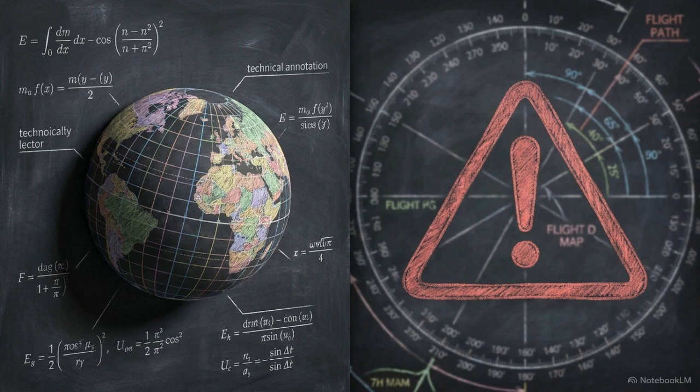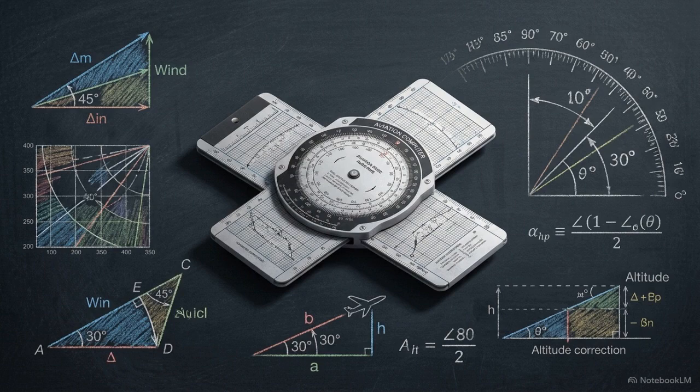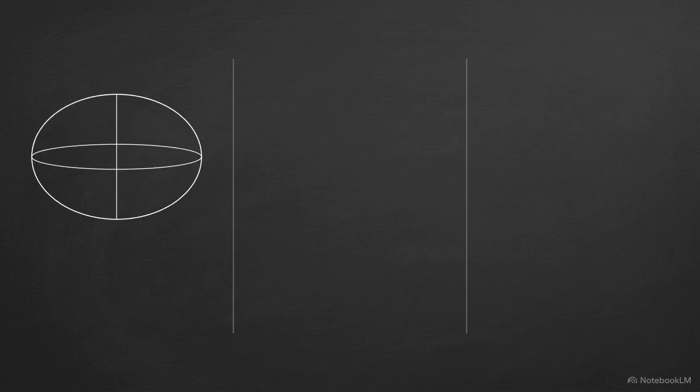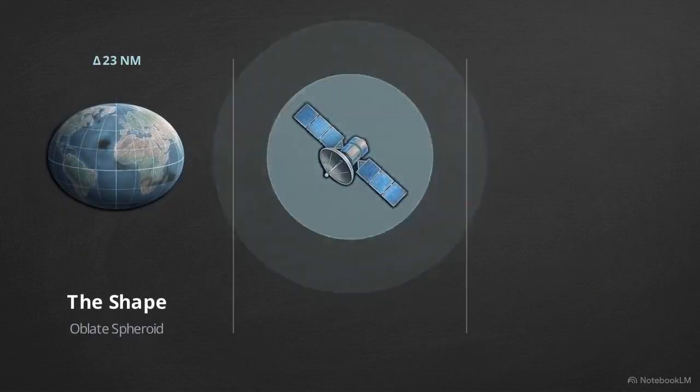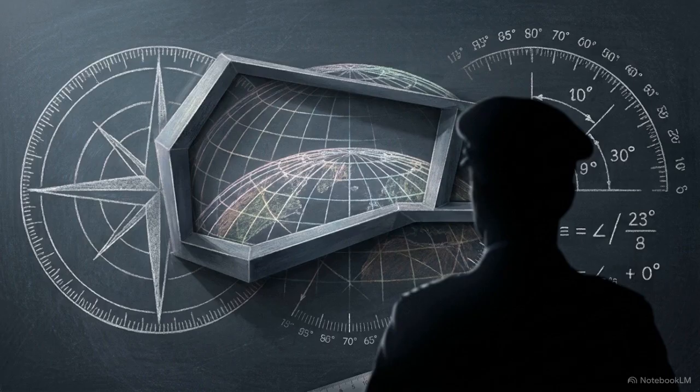Relying on the basic high school geography concept of a perfectly round Earth to plot these coordinates will lead to significant navigational errors. To clear your DGCA exams and operate high-performance aircraft, you have to discard that simplified model. You must upgrade your mindset to the strict mathematical precision required for aeronautical navigation. In this session, we are going to decode the true shape of the planet, the mechanics of the WGS-84 standard, and the universal rules governing how aviation calculates direction. True airmanship begins right here, by understanding exactly how to locate yourself on a mathematically imperfect planet.